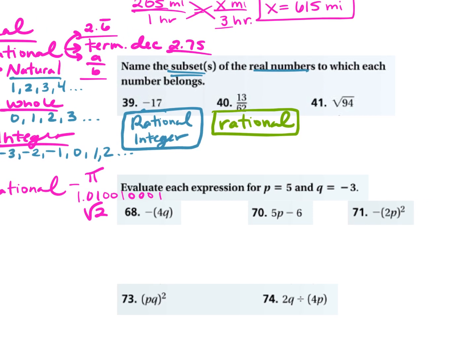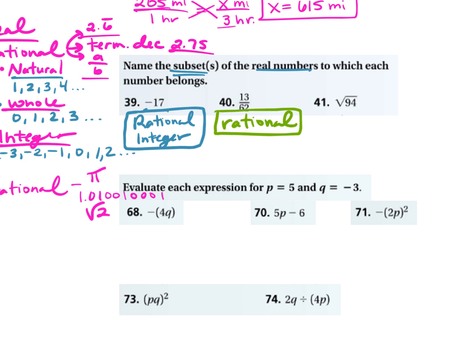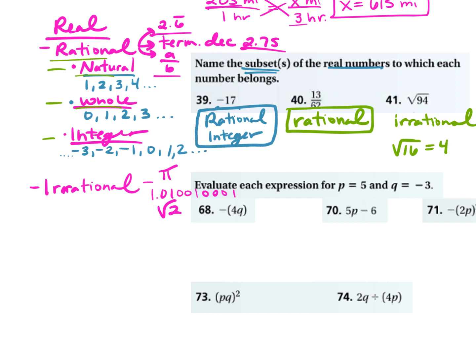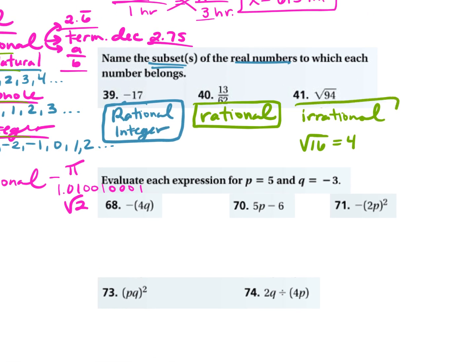What about the square root of 94? Irrational. That is irrational. Here's where you have to be a little bit careful on these. What if I gave you the square root of 16? Is that irrational? No, because the square root of 16 is 4. So if it's a perfect square, then it's going to be rational, natural, whole, and integer. If it's not a perfect square, like the square root of 94, then it's irrational. Okay.